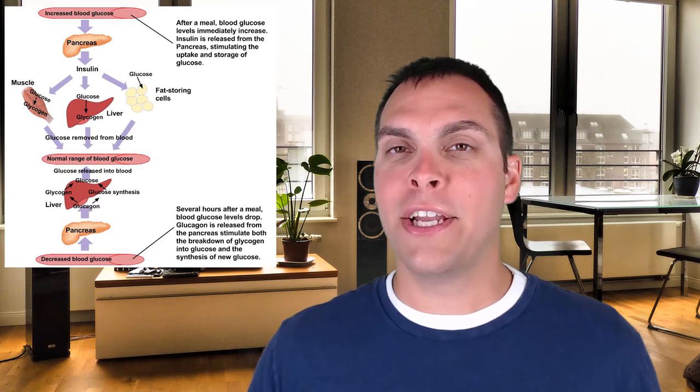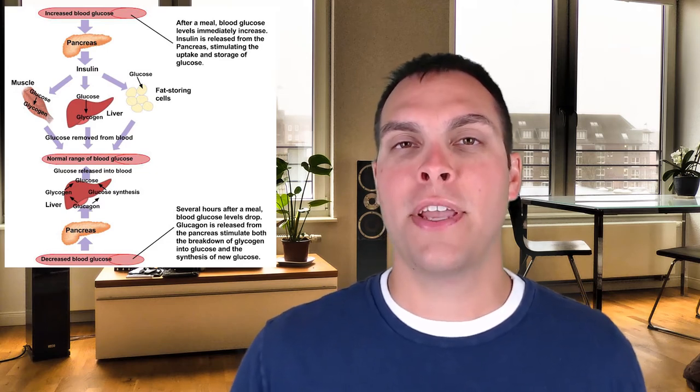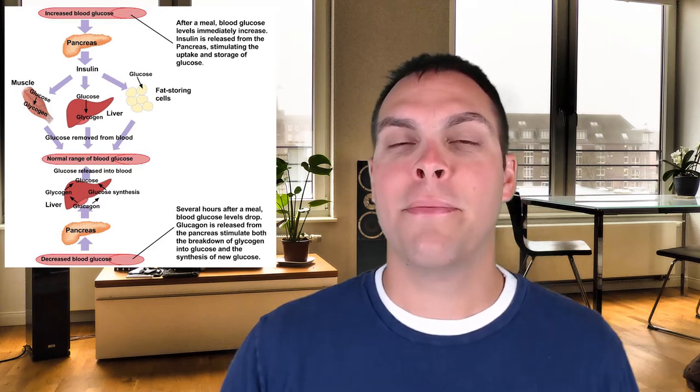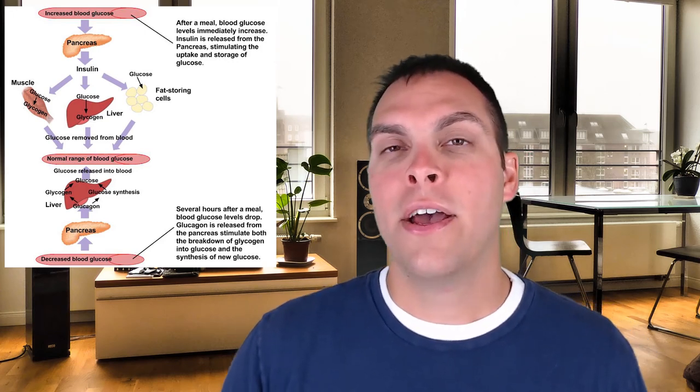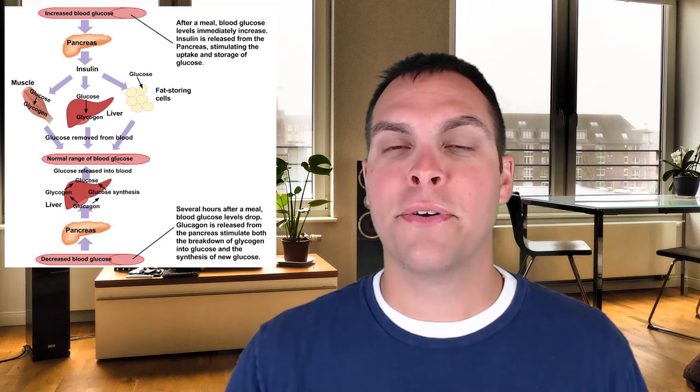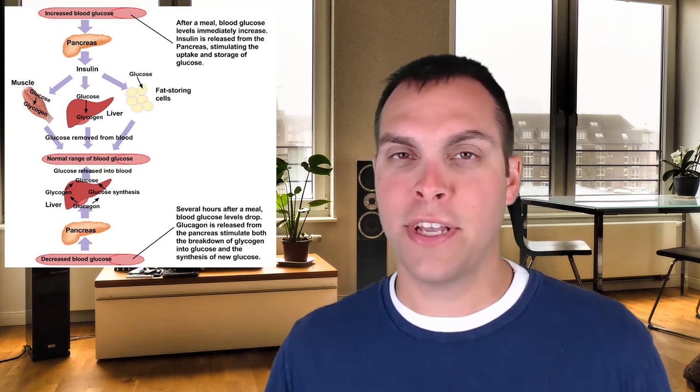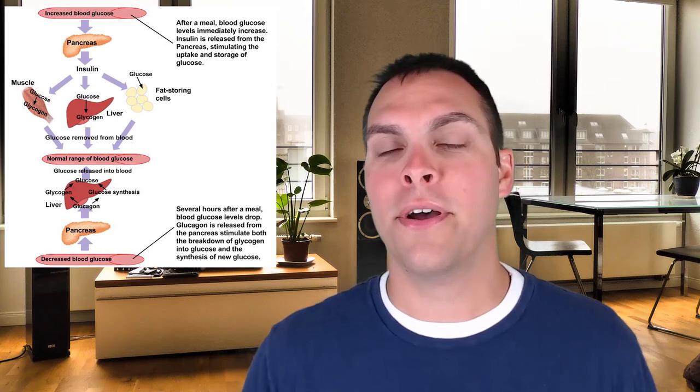So together, insulin and glucagon are sort of the opposing axes of making sure that your blood glucose level stays relatively constant throughout the day. Of course, individuals who have diabetes have difficulty with this process, and we'll discuss diabetes at length in another one of my videos. So that's carbohydrates.